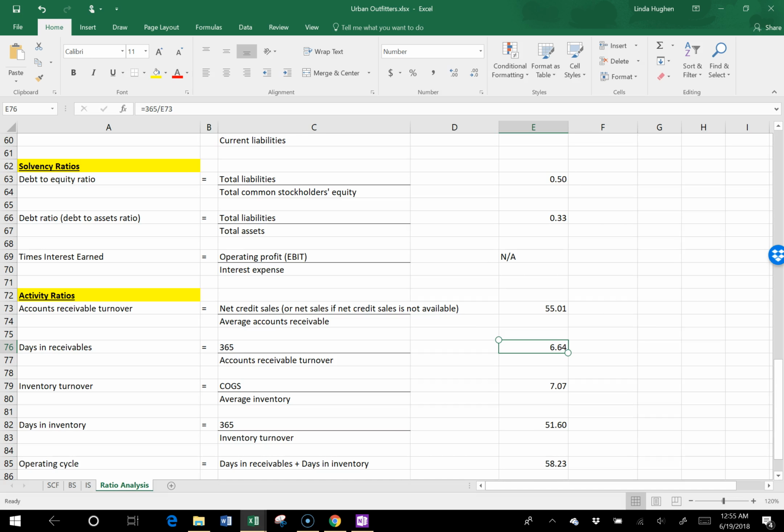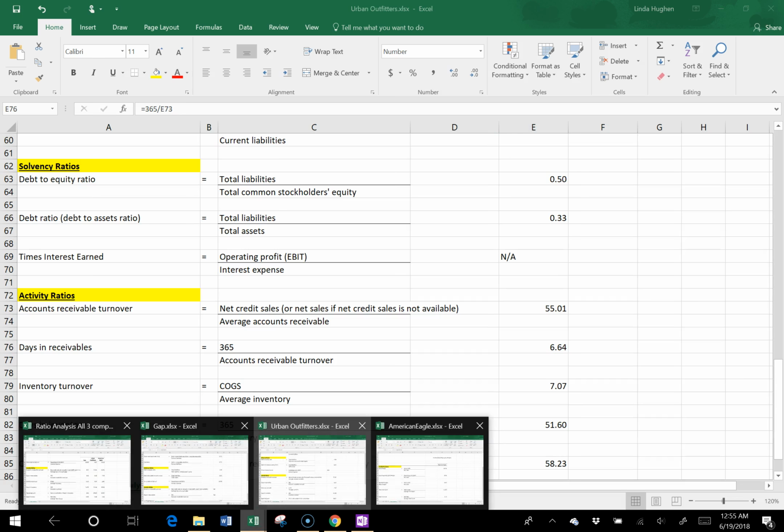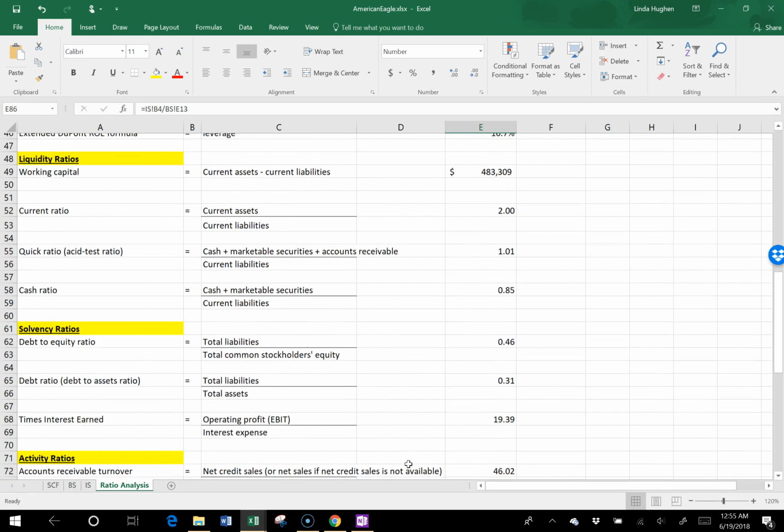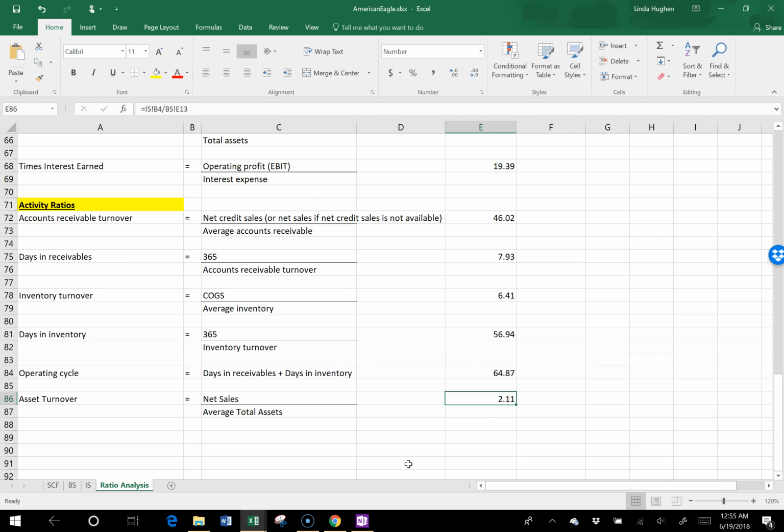So these numbers alone don't tell us a whole lot, but we can compare them over time or to competitors. Let's see how these numbers compare to those of American Eagle. Activity ratio we see for American Eagle 46.02, and days in receivable we see is higher for American Eagle than it is for Urban Outfitters.